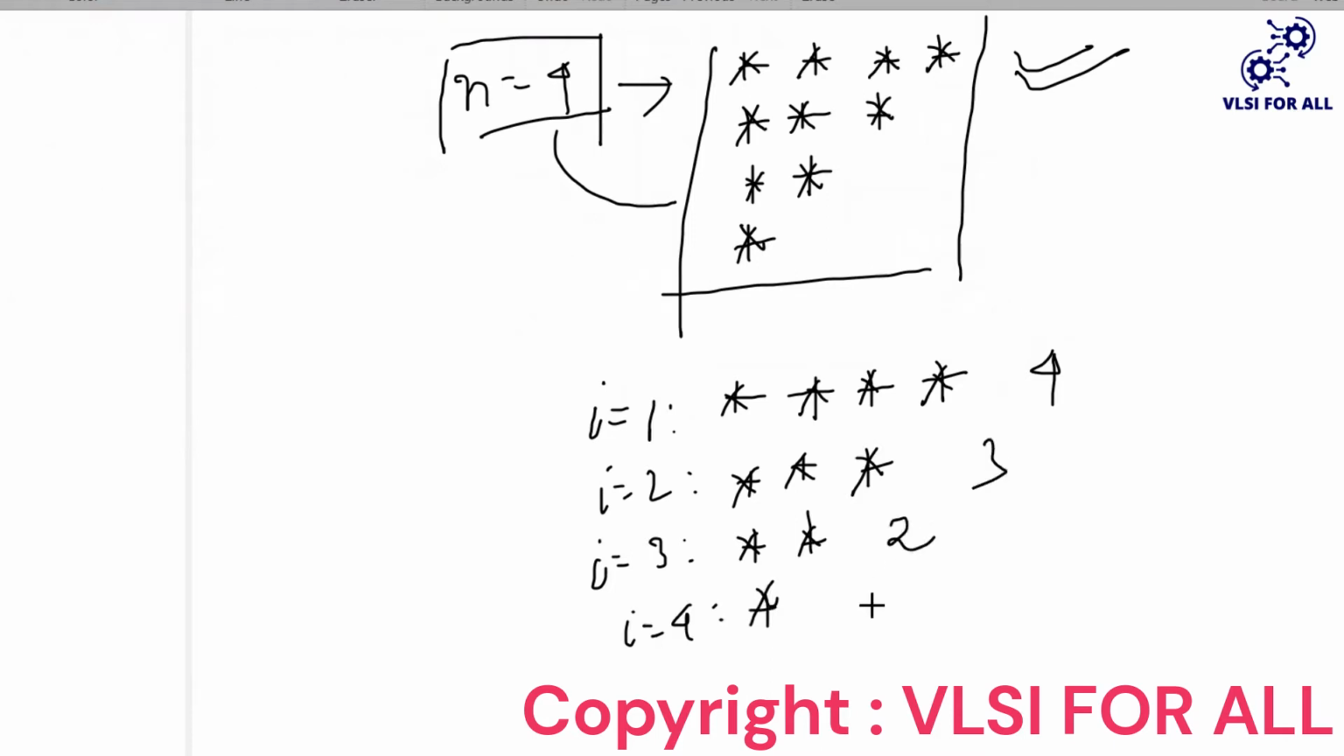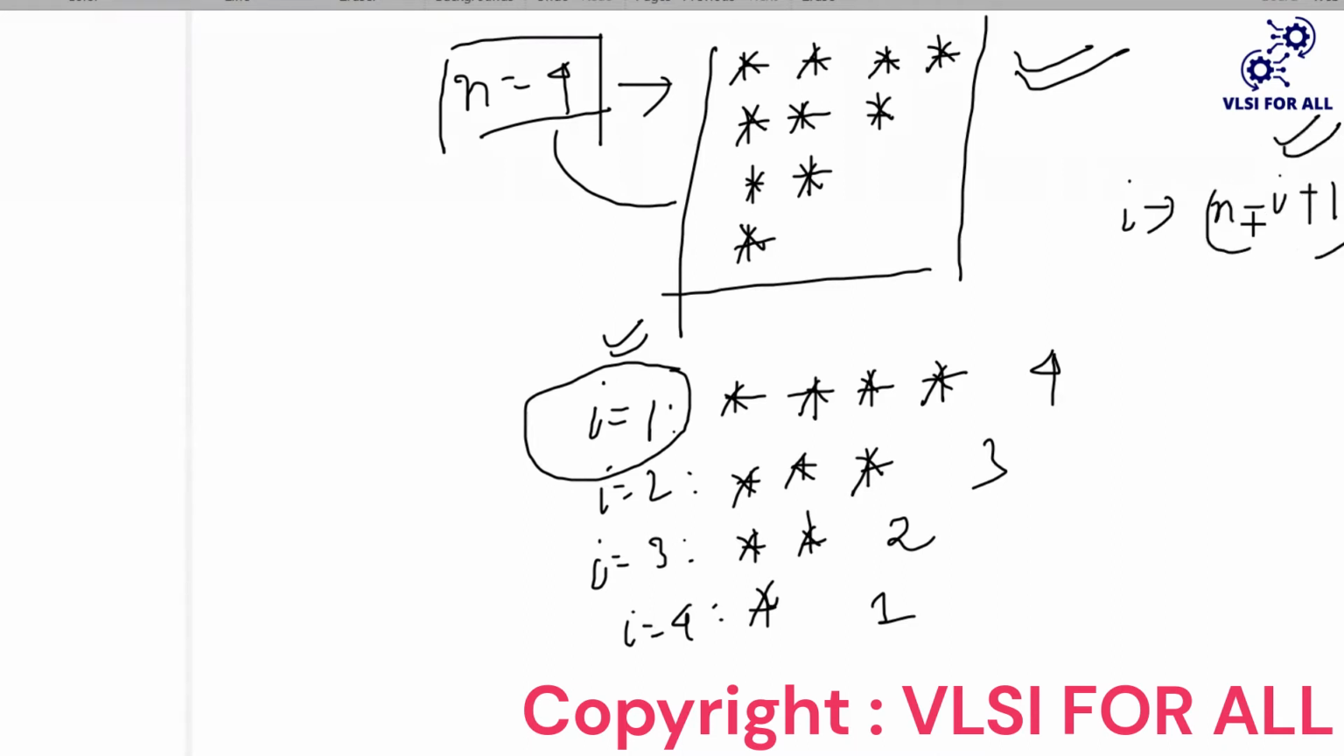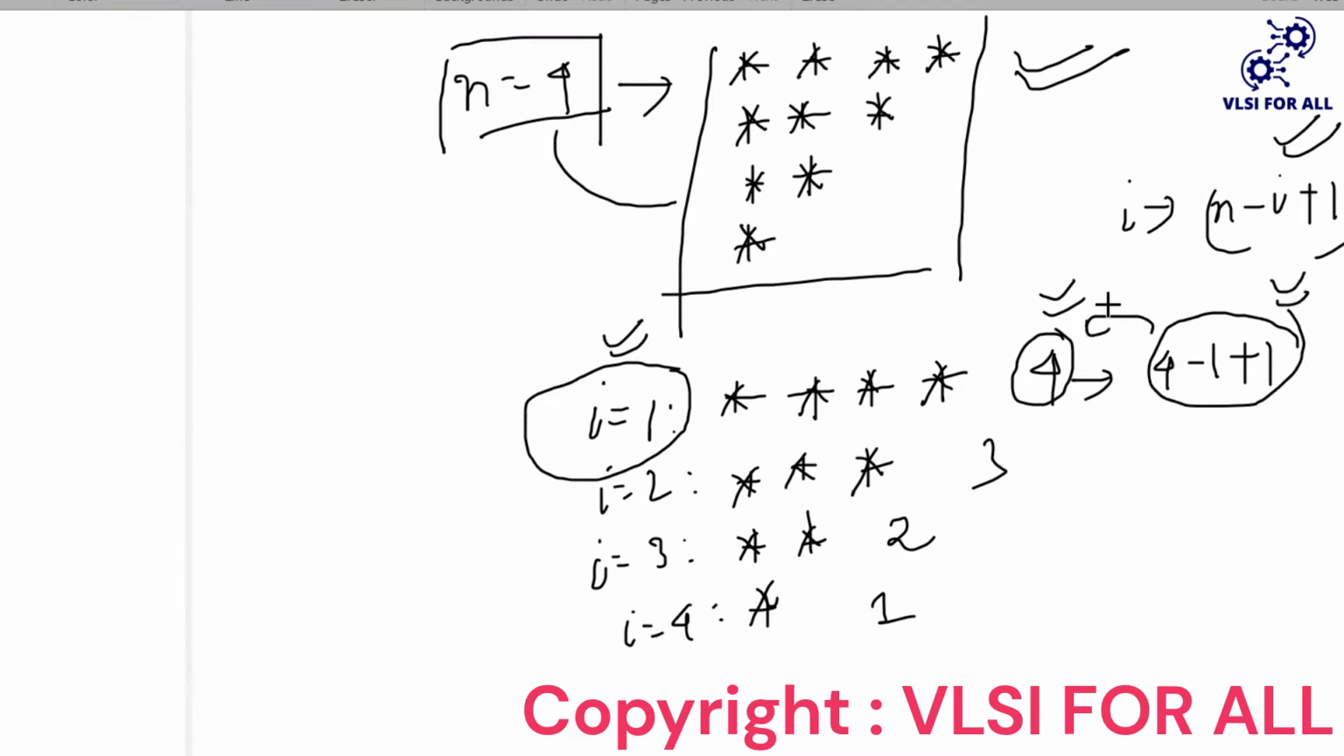4, 3, 2, 1. So now tell me, based upon the value of i, how many stars should we print? Can I say, based upon the value of i, n minus i plus 1 stars should be printed? Let me try. The value of i is 1 here. So how can I derive the 4? 4 stars need to be printed. What is the value of n? 4. 4 minus 1 plus 1, so exactly 4 stars will be printed for us here.